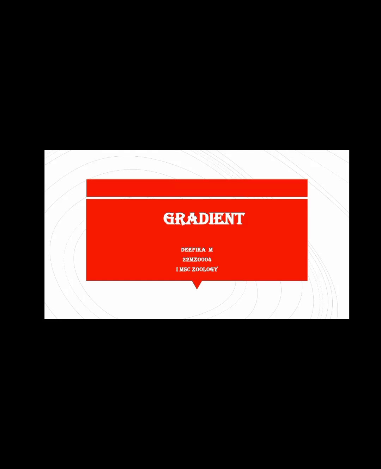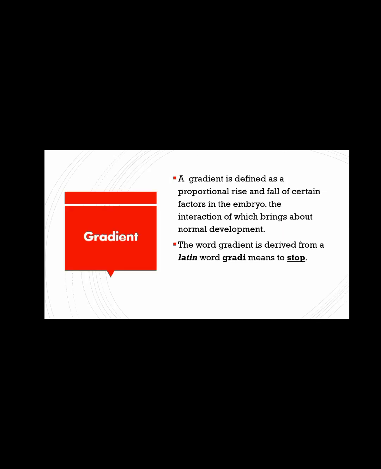So today let's see about gradient. Gradient is nothing but a proportion that rises and falls of a certain factor in the embryo, the interaction of which brings about the normal development. The word gradient derives from the Latin word gradi, that means to step.